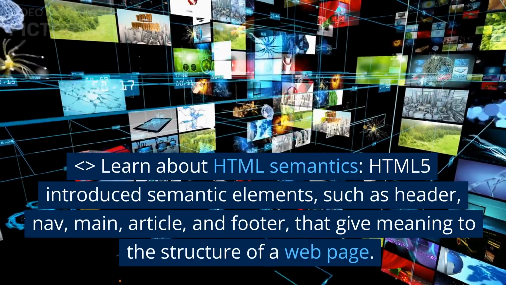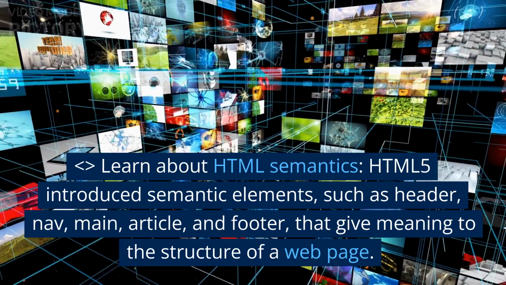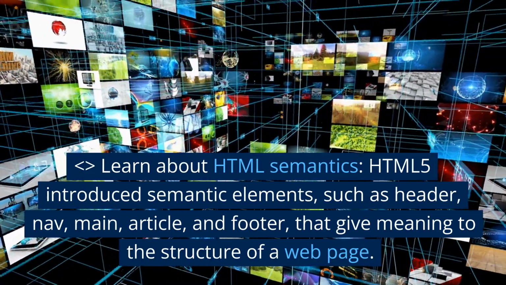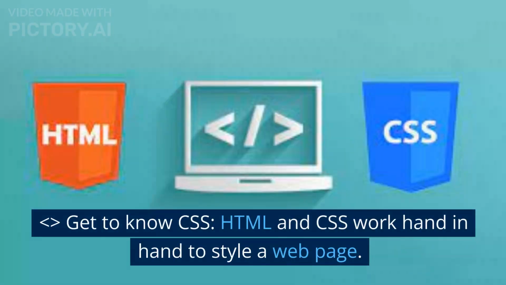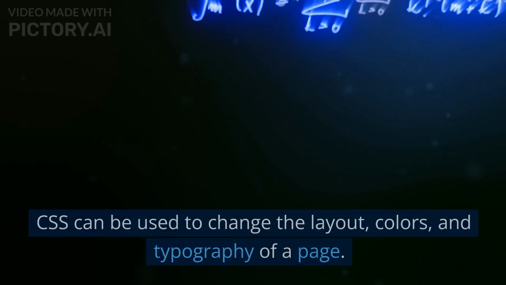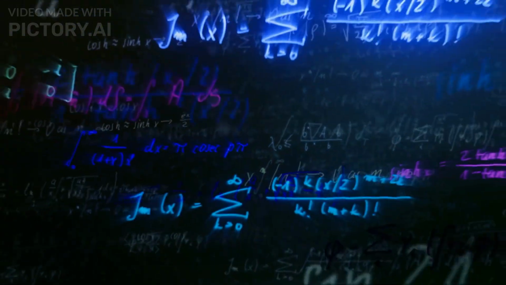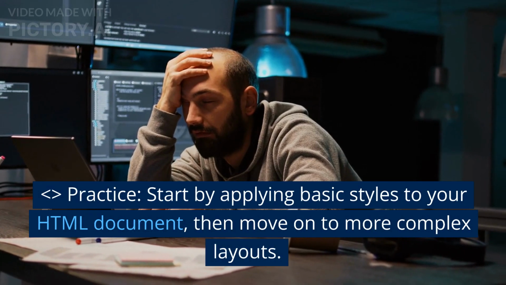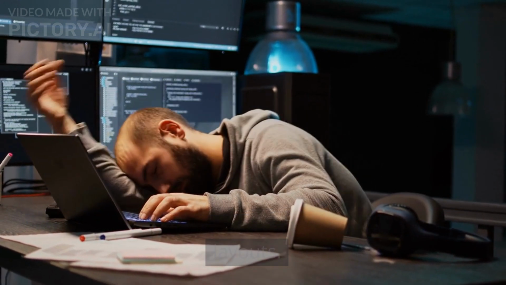Learn about HTML semantics. HTML5 introduced semantic elements, such as header, nav, main, article, and footer, that give meaning to the structure of a web page. Get to know CSS. HTML and CSS work hand in hand to style a web page. CSS can be used to change the layout, colors, and typography of a page. Practice. Start by applying basic styles to your HTML document, then move on to more complex layouts.